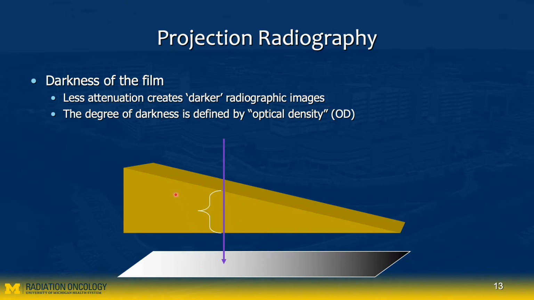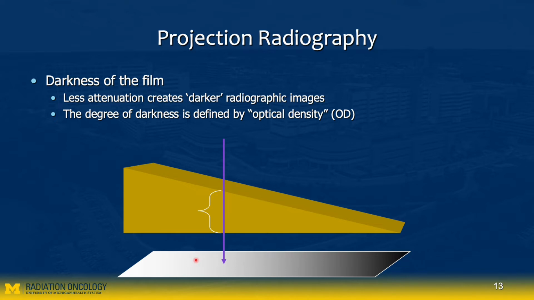So in this example, I have this wedge, and then the X-ray is coming down from the top. So when you place film, the amount of radiation that is going through will be different. That will create these shades of darkness. So the less attenuation here on your right side will create a darker radiographic image. And on your left, because radiation is going through this longer path, with a greater amount of attenuation, less X-ray will reach the film.